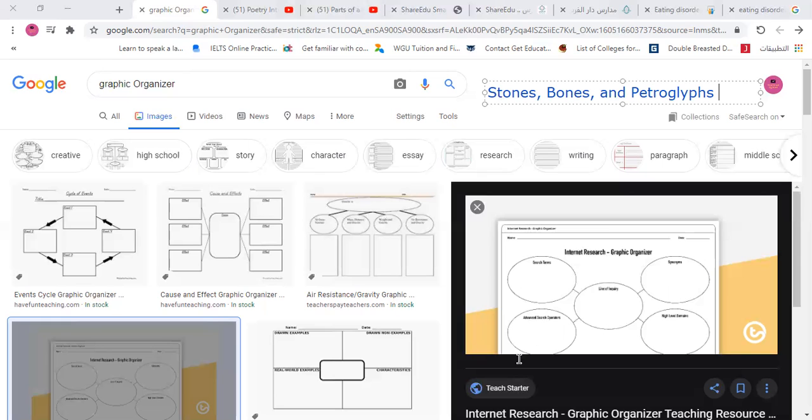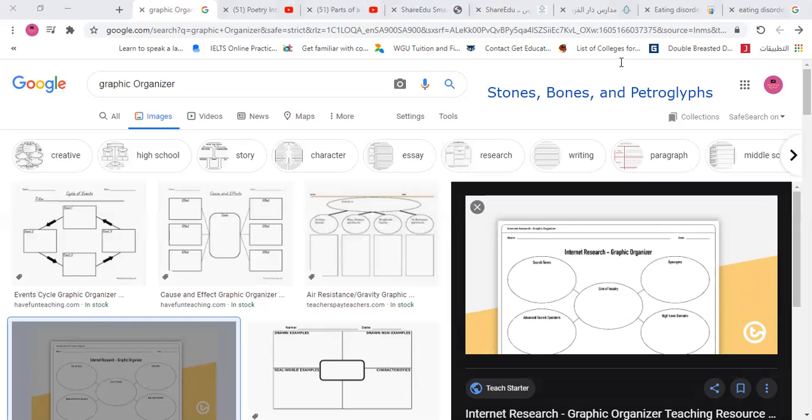Graphic, from its name, means shapes. Organizer, from its name, organizes your ideas and your thoughts about anything that you want to write. Okay, what about a graphic organizer? Does it come with one shape? No, as I told you. It can come like this or this. Even a timeline is considered one of the graphic organizers. So anything that puts all your ideas and thoughts in a small shape like this, we call it a graphic organizer.